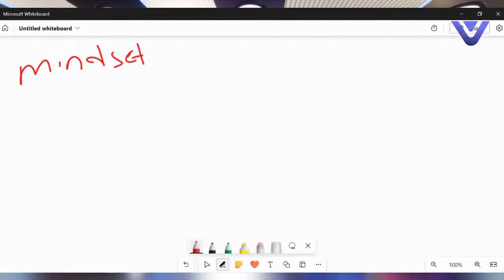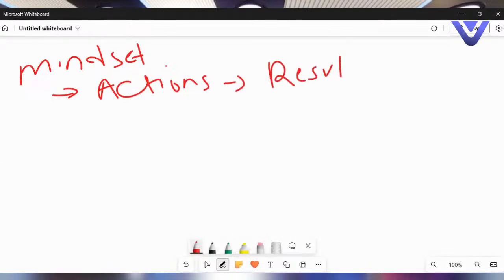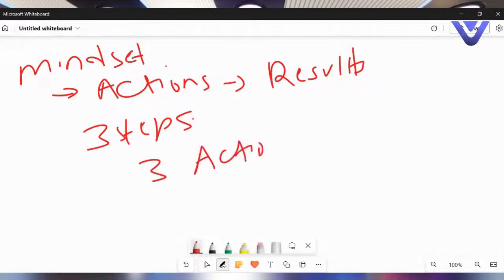So the mindset that you need here is to accept the fact that you are a marketer. You are the person who produces the results that you want in your business. So you have to think about the action that gives the kind of result that you want. So the three steps I'm going to be sharing with you are actually three actions. You need to focus on your business every day for you to be able to grow it online and attract customers.